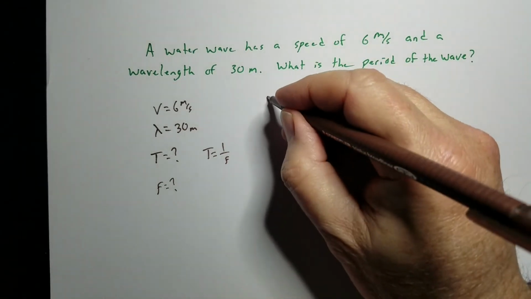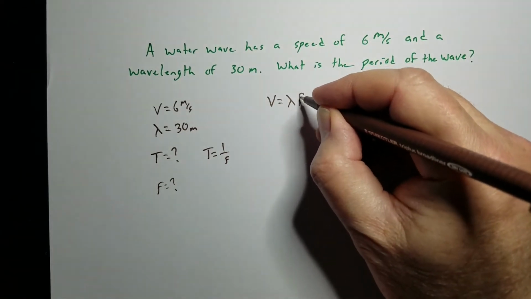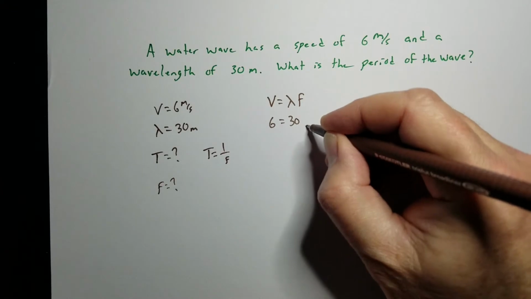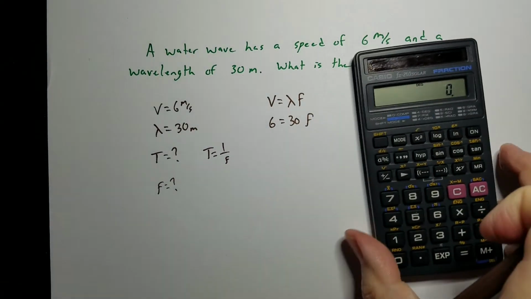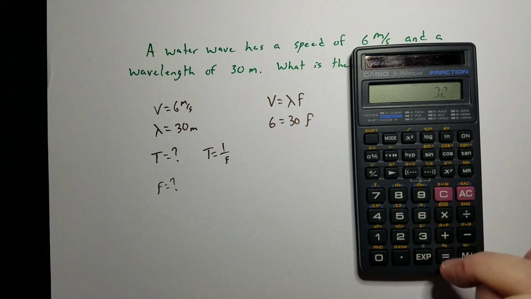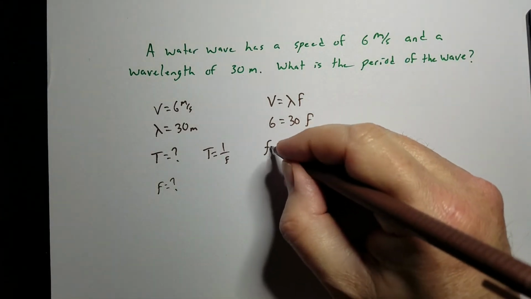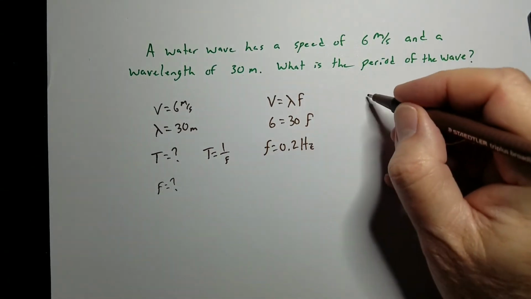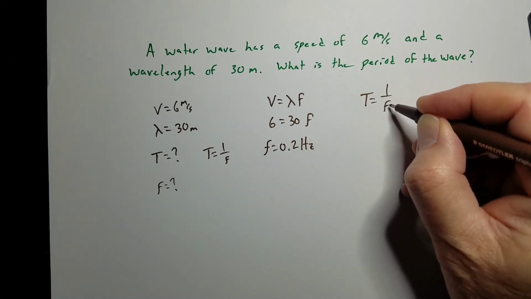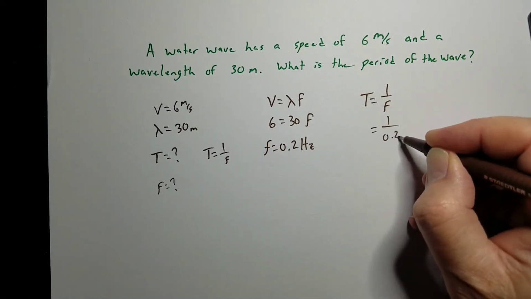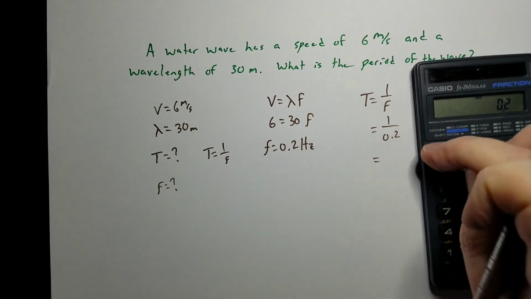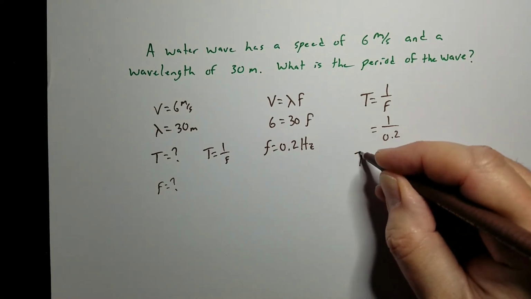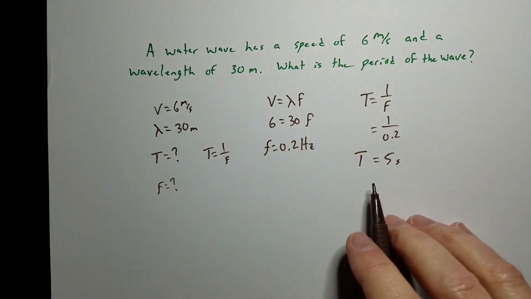So let's start off with our wave equation. Velocity is 6, wavelength's 30, and we have to find frequency. So 6 divided by 30 gives me 0.2. So my frequency is 0.2 hertz. Now I can use that to find the period. 1 divided by 0.2. So I want to take the inverse of that. We get 5 seconds. So it takes 5 seconds for a wave to pass.